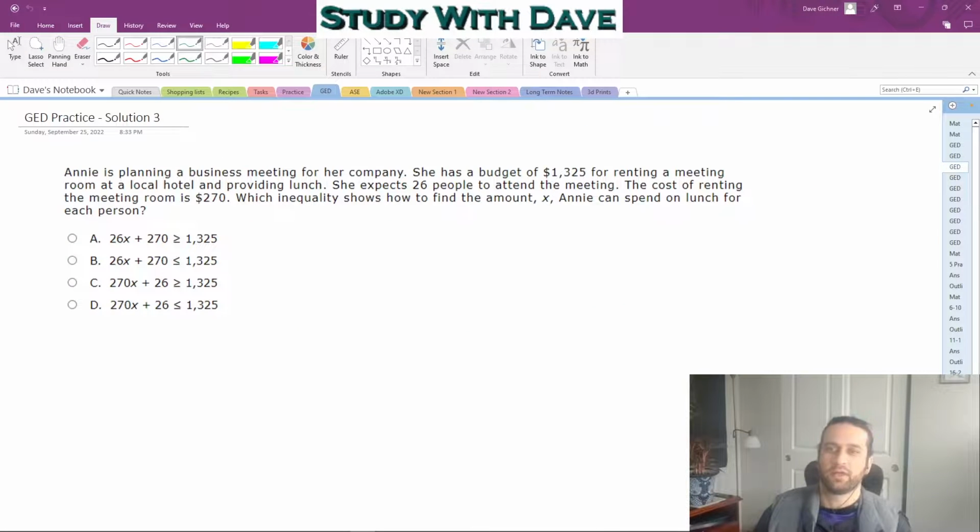All right, number 3. Let's just go ahead and read the problem, and then we will relate keywords to inequalities. Because when you see keywords like at most, or does not exceed, or, well, in this case, a budget of, that means less than or equal to. But let's just read the problem and it'll make more sense.